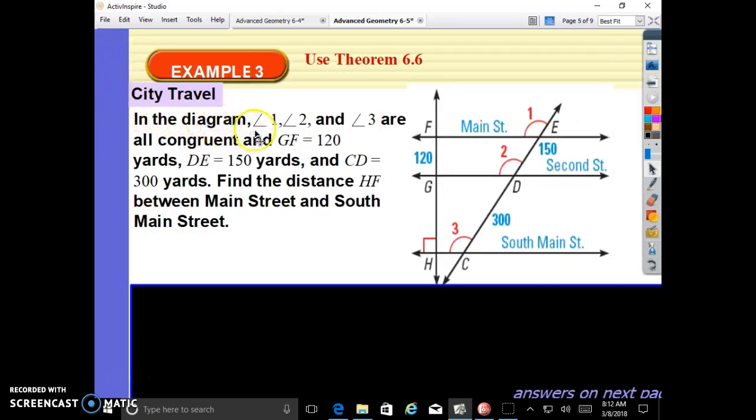In the diagram, angle 1, angle 2, and angle 3 are all congruent. GF is 120.